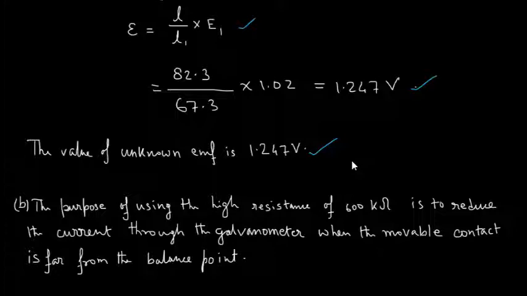Part B. The purpose of using the high resistance of 600 kilo ohm is to reduce the current through the galvanometer when the movable contact is far from the balance point.